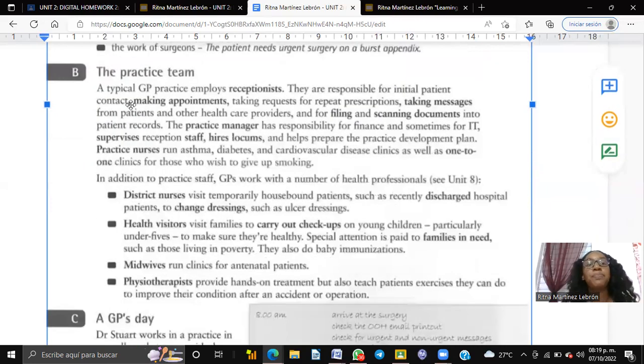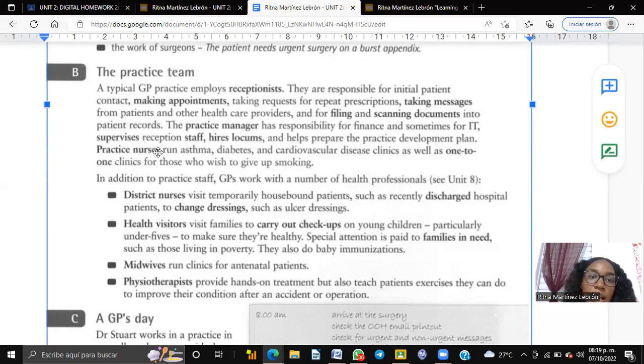The practice team. A typical GP practice employs receptionists. They are responsible for initial patient contact, making appointments, taking requests for prescriptions, taking messages from patients and other health care providers, and for scanning documents into patients' records. The practice manager has responsibility for finance and sometimes for premises.